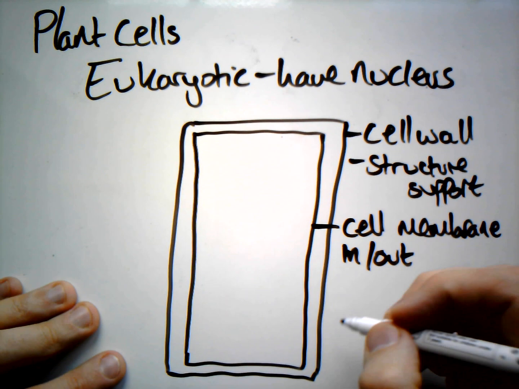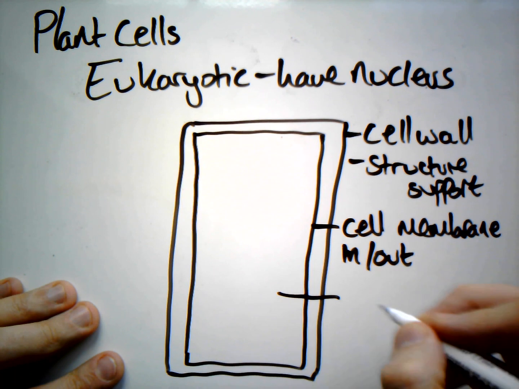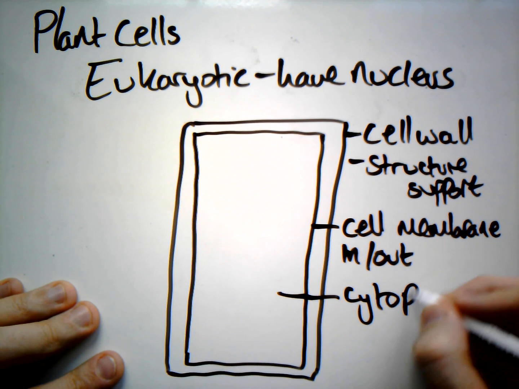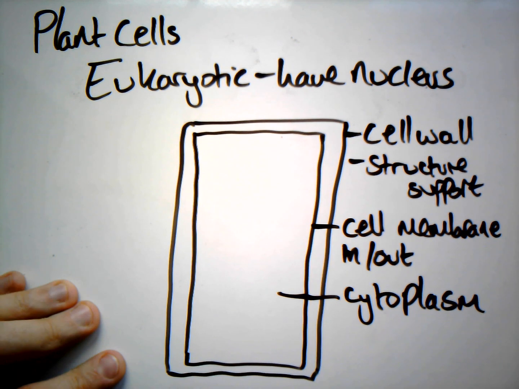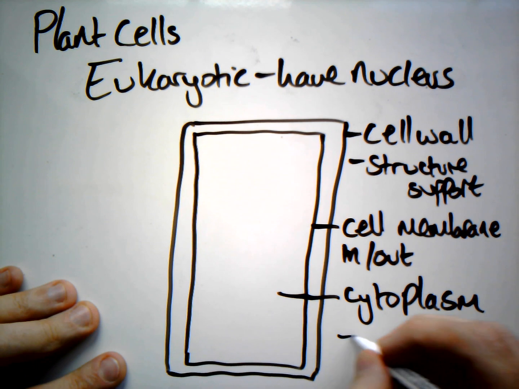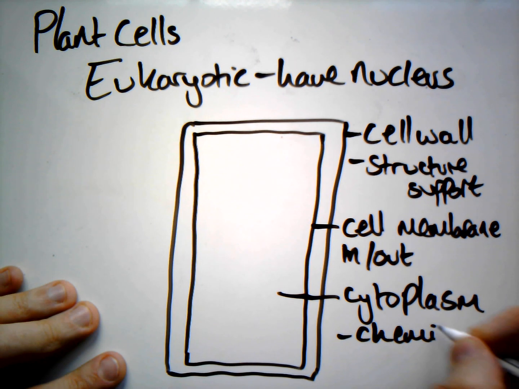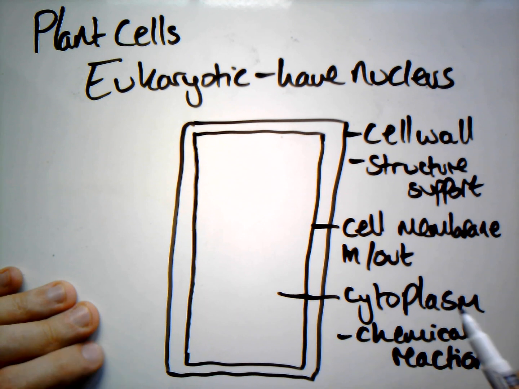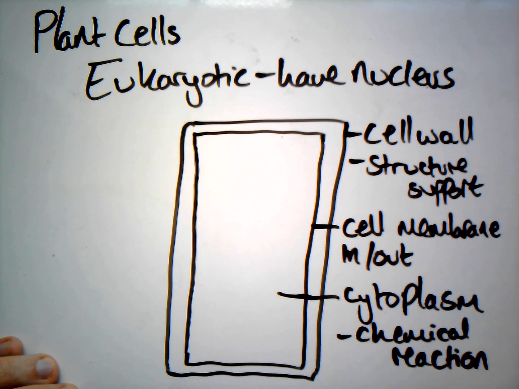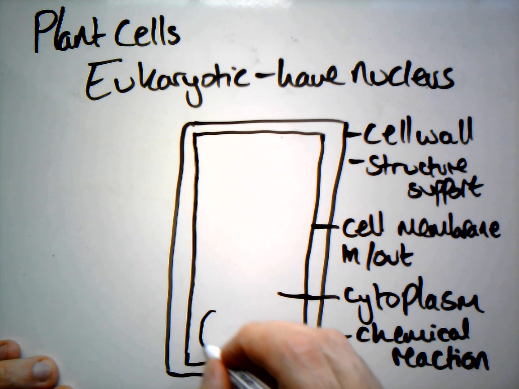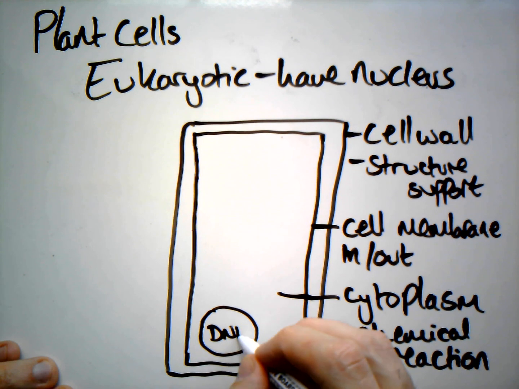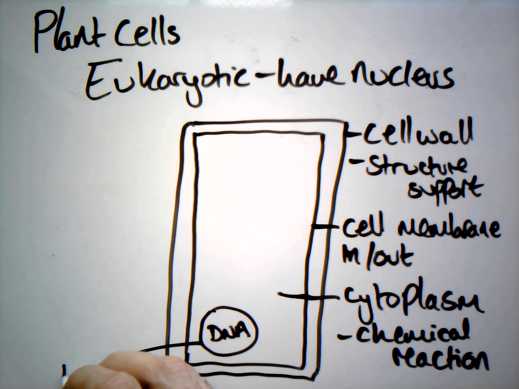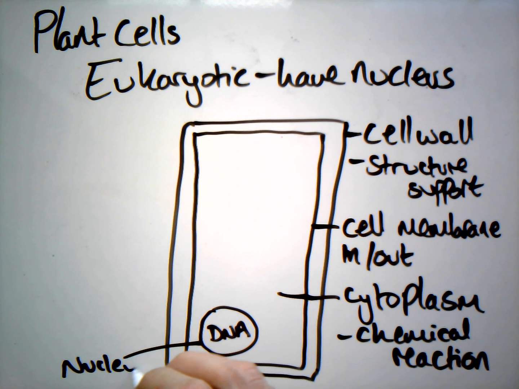Within that cell membrane we have our cytoplasm. And this is where any chemical reaction that doesn't happen in an organelle occurs. So we just have generic chemical reactions occurring here. Within the space of the cytoplasm we have some key organelles that we need to be aware of. The first one that we're going to talk about is our nucleus. And this contains all the genetic information, or our DNA. And it controls cell activity.